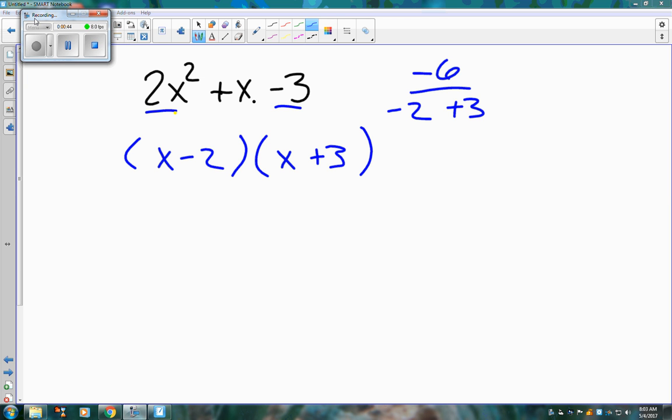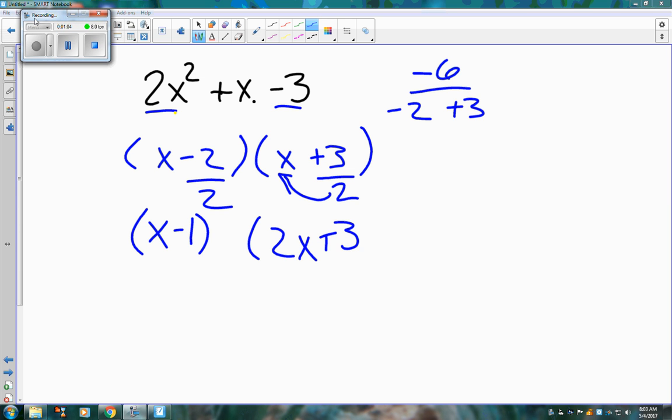I'm not done. These are temporary factors. Divide by my leading coefficient. Negative 2 divided by 2 reduces to... Does this reduce to a whole number? If it doesn't reduce, slide the 2 in front so that I get 2x plus 3.